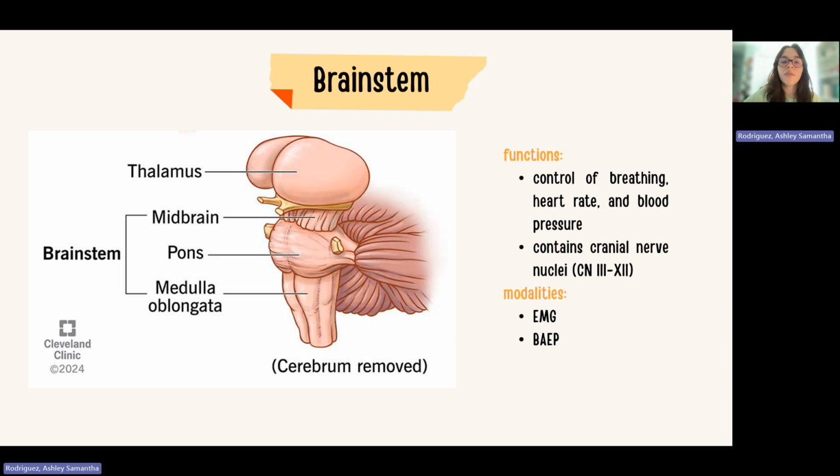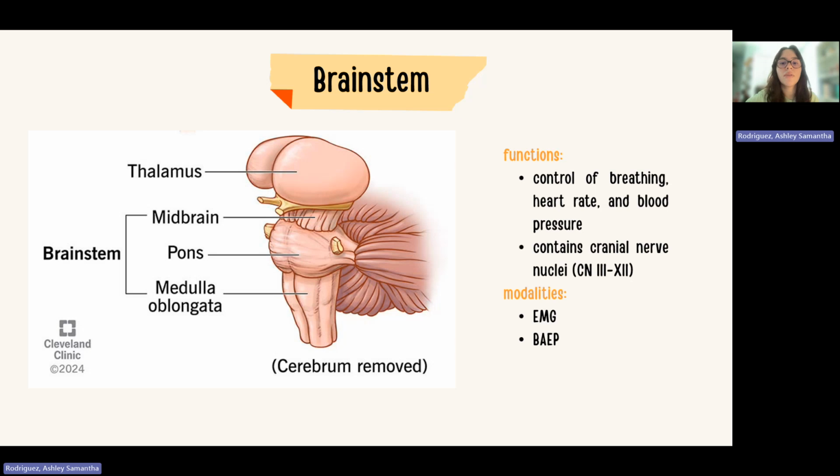Another important aspect of the brainstem is that it houses cranial nerve nuclei, especially the nuclei for cranial nerves 3 through 12. And monitoring these nerves with modalities like EMG can be crucial in surgeries involving the posterior fossa or anything near the brainstem.